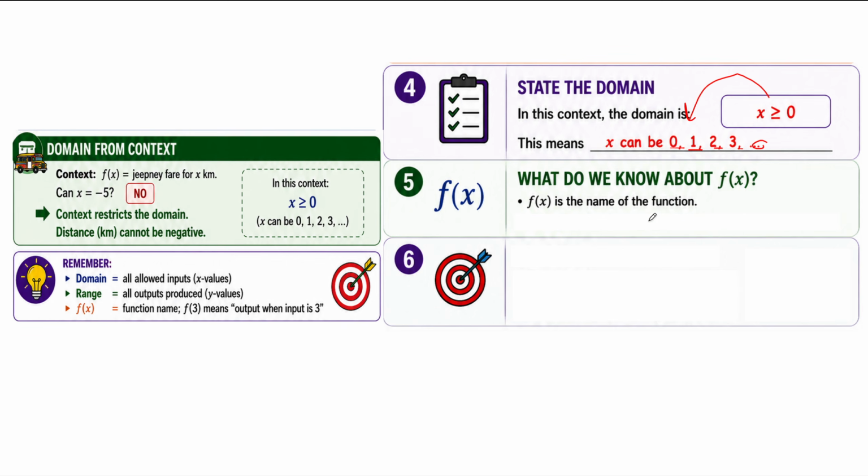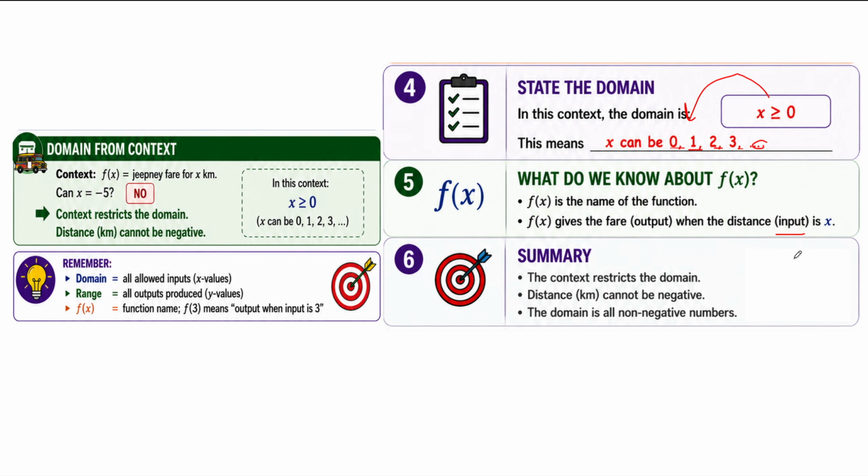So what do we do now about f of x? F of x is the name of the function. F of x gives the fare o yung pamasahe, o yung output when the distance, o yung input, is x. Okay? As a summary, the context restricts the domain. Distance cannot be negative. The domain is all non-negative numbers. Kailangan tandaan natin yan.